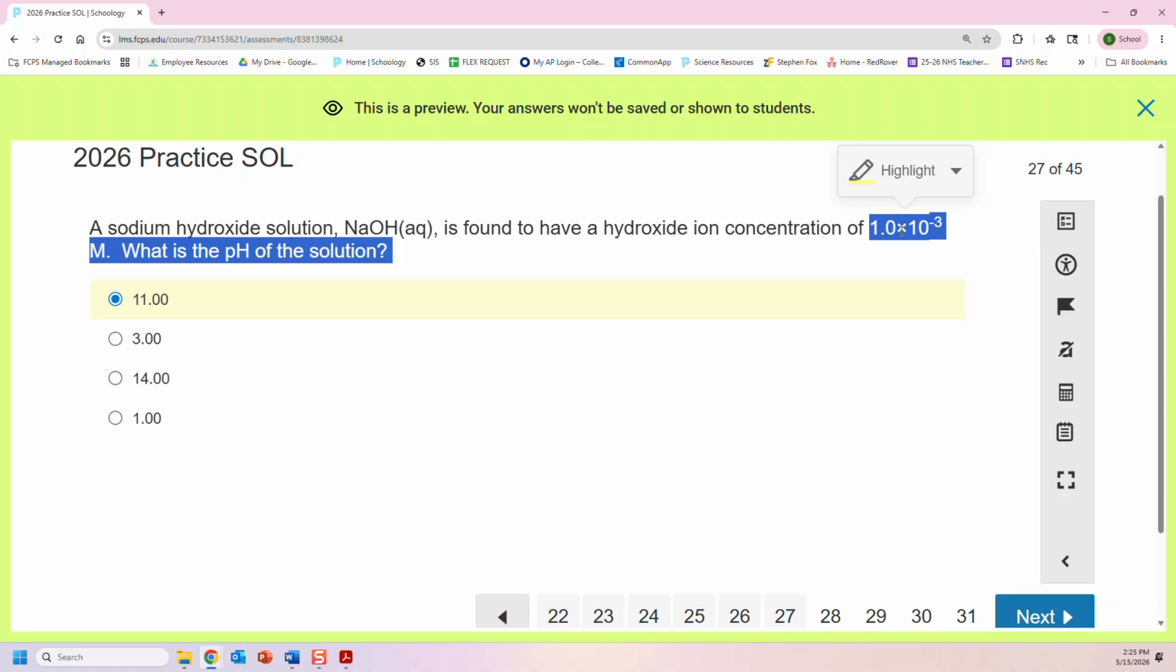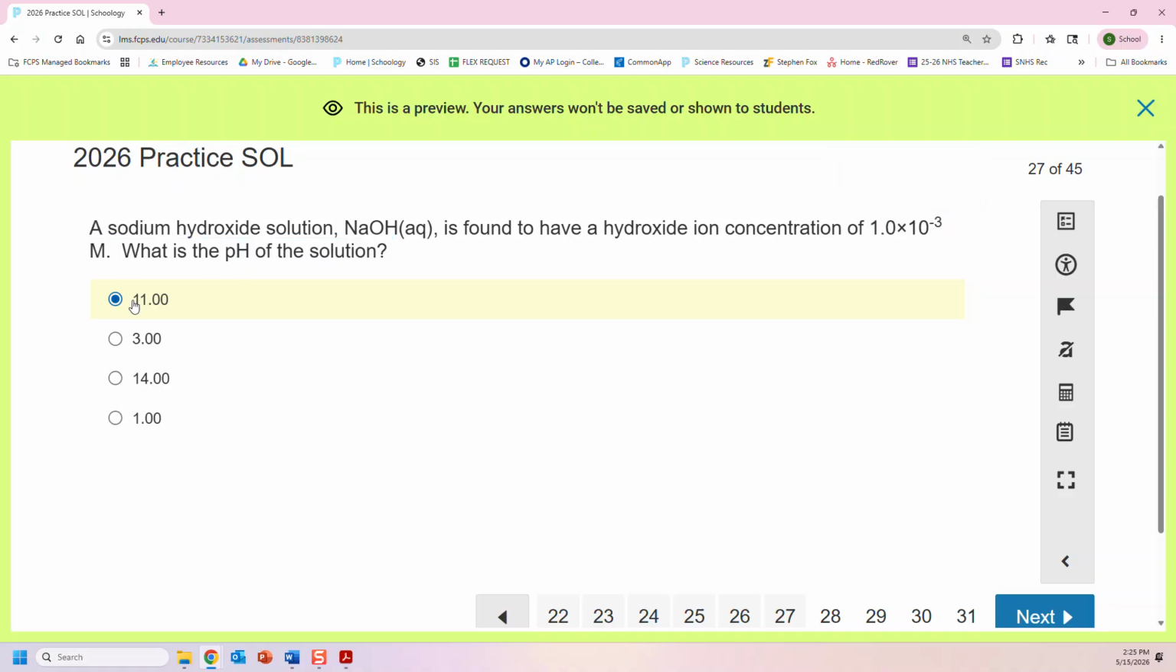So when you take the negative log base 10 of this, that's 3. So the pOH is 3, 14 minus 3, 11. That means we have a pH of 11. So it's a base in solution and it's concentrated enough so that the pH is 11.